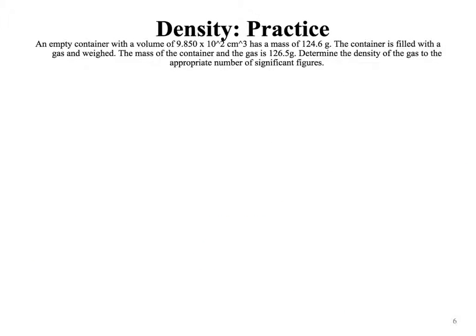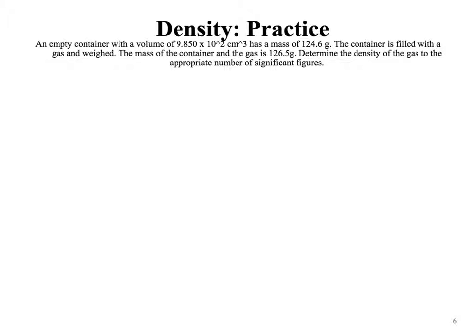An empty container with a volume of 9.850 times 10 to the second power centimeters cubed has a mass of 124.6 grams. The container is filled with a gas and weighed. The mass of the container and the gas is 126.5 grams. Determine the density of the gas to the appropriate number of sig figs.